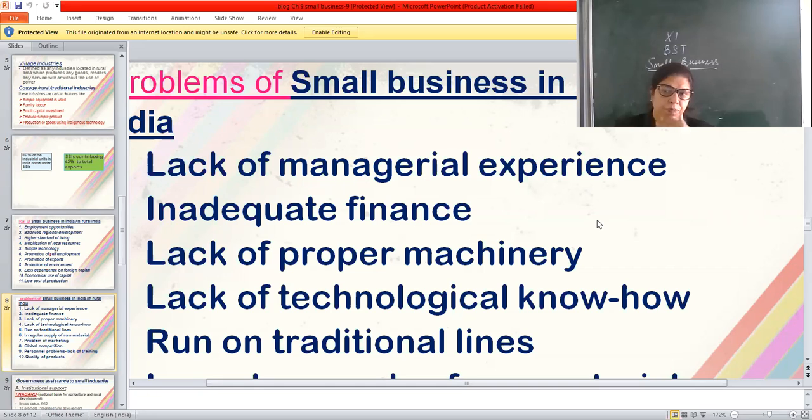They are having a research and development department. They are having advanced technology, but small businesses don't have it. Even if they want to launch a new product, they will face a problem. They cannot add a new feature in the existing product because they have a lack of technological knowledge, advancement of technological know-how.